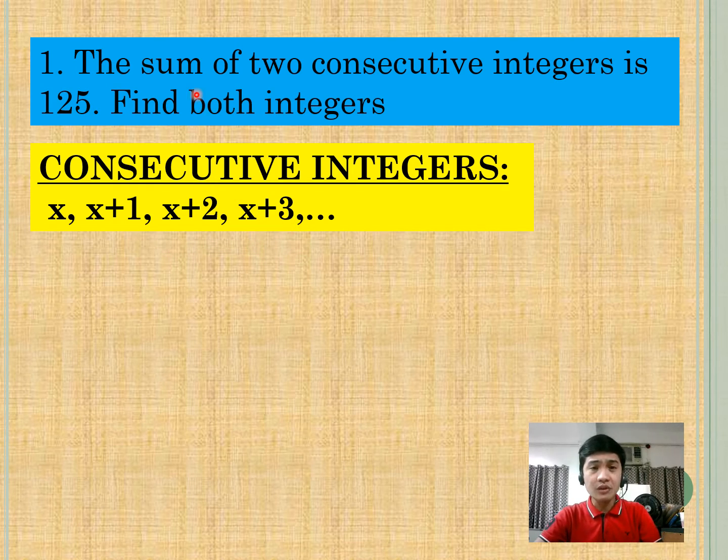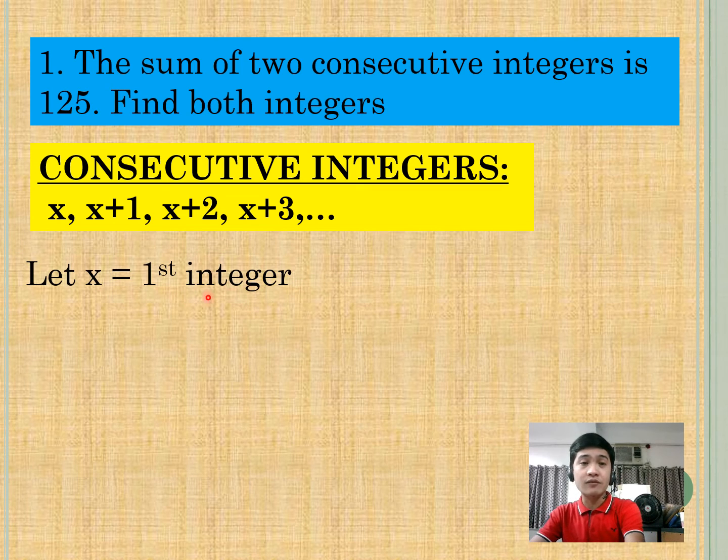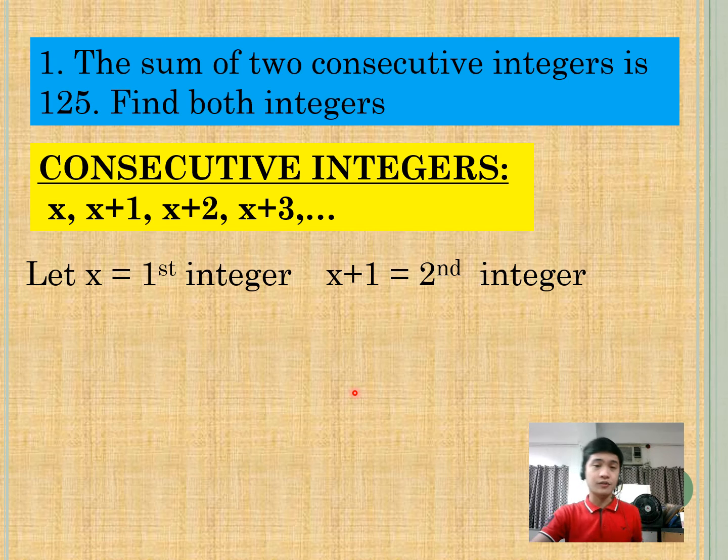However, dahil dalawang consecutive integers lang naman na pinag-uusapan natin dito, hindi lahat ito ang gagamitin natin. But instead, we are going to utilize the first two integers in this representation. In this case, we will let x as the first integer. So ito po yun. And we will let x plus 1 as our second integer.